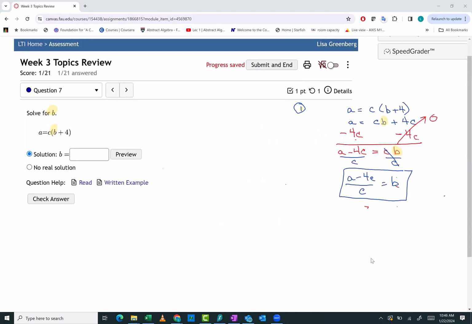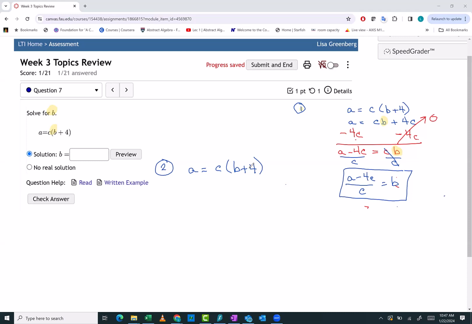Second way, I can again start out with A equals C times B plus 4. And I could do division first here. You have to know what you're doing. You have to make sure that you don't do anything that's harmful to yourself, and that once you do that, you know what to do next. That's why most people choose style 1, because it becomes a lot clearer faster.